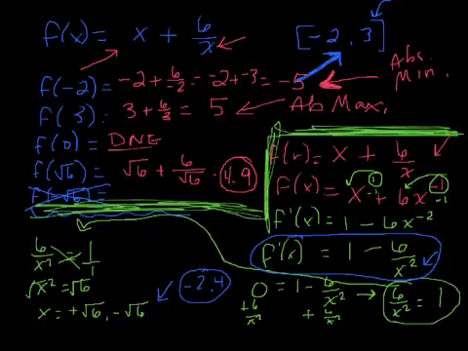So on the interval between -2 and 3, the highest point occurs where x is negative 2. The lowest point occurs, nope, I said that wrong. The lowest point occurs where x is negative 2. The highest point occurs where x is 3.